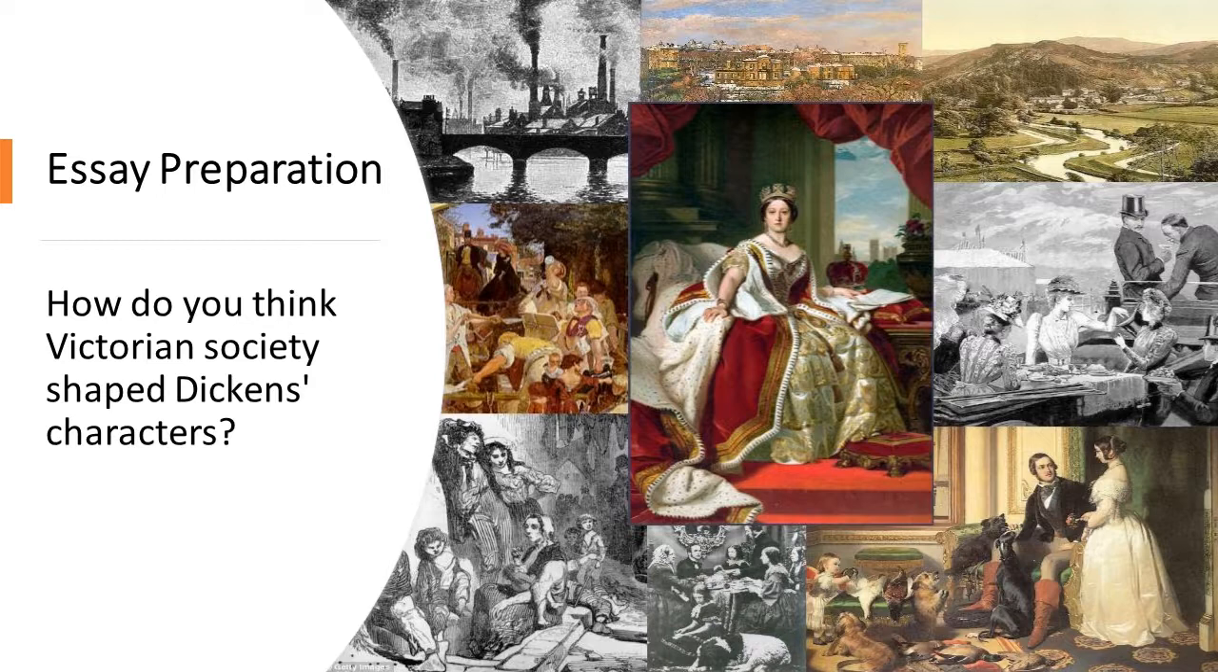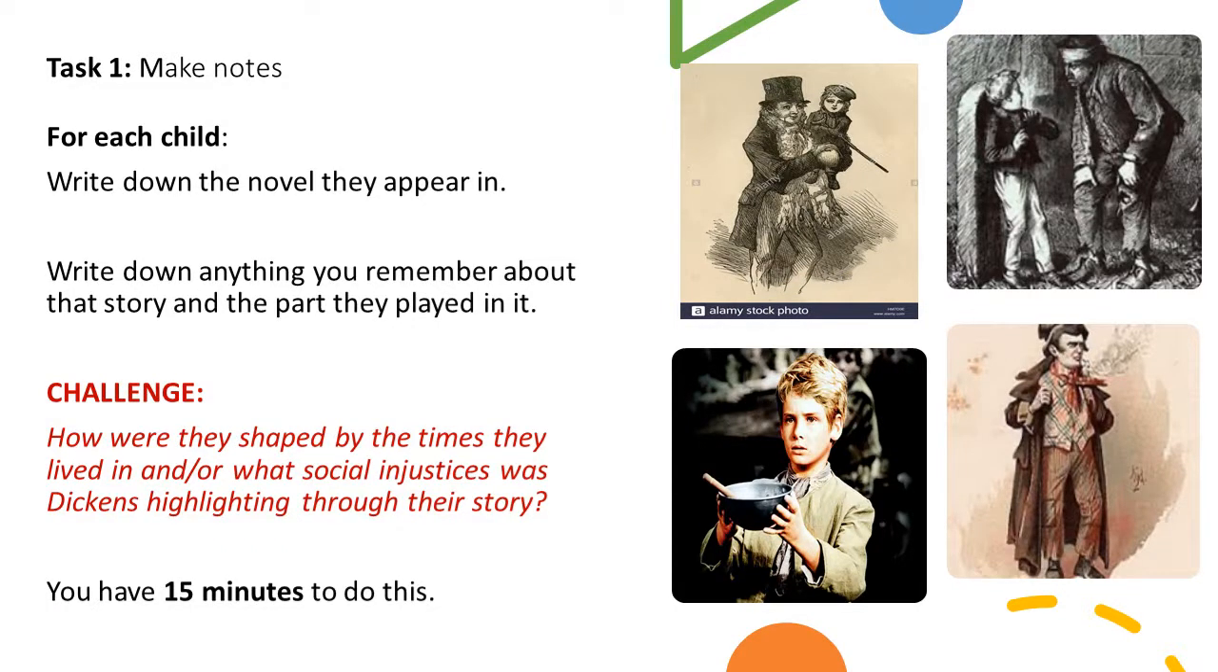Essay preparation. How do you think Victorian society shaped Dickens' characters? Task 1. Make notes. For each child, I'd like you to write down the novel they appear in. Also, write down anything you remember about the story and the part they played in it. For a challenge, I'd like you to answer this question: how were they shaped by the times they lived in, and/or what social injustices was Dickens highlighting through their story? Pause the video for 15 minutes to do this now.